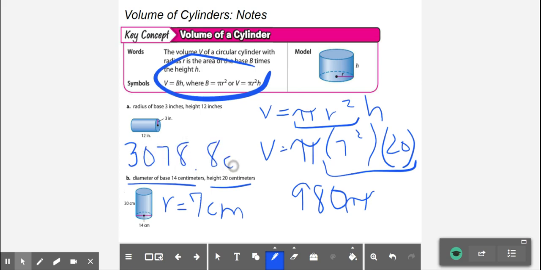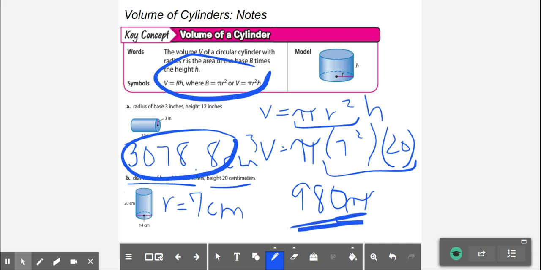3078.8 cubic centimeters. So today for our Desmos activity, it's going to be helpful to type your answer in like this because the Desmos calculator will calculate this for you. So these calculations you can do mentally and then type pi next to it for your calculation. So again, remember, area of the base for any prism, including cylinders.